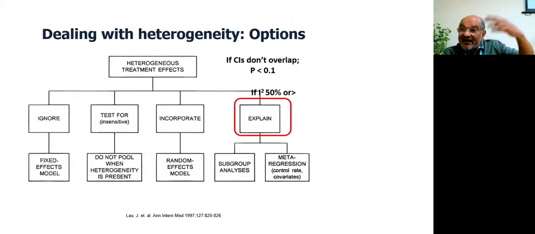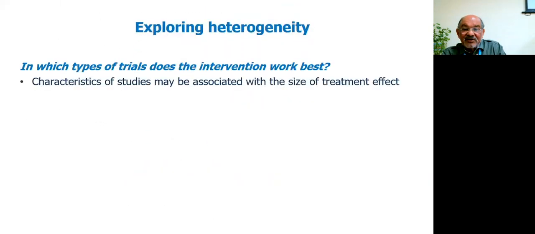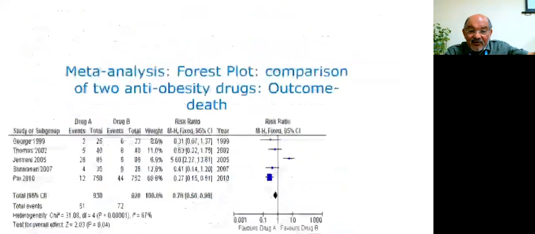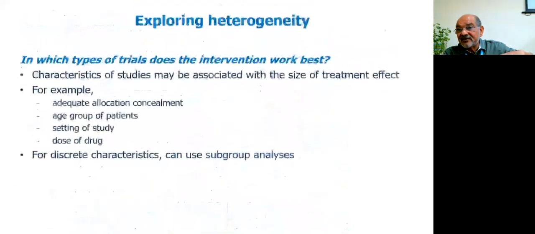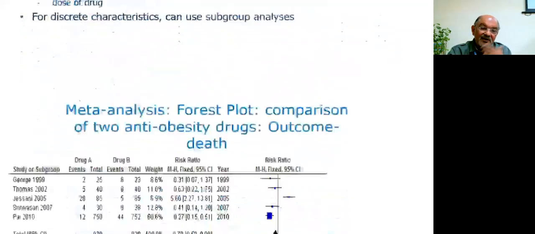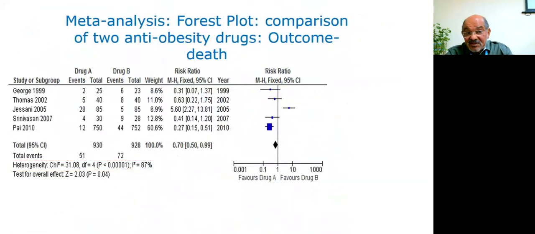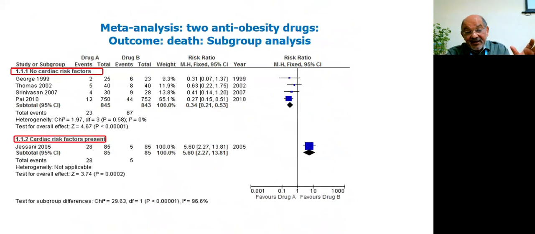So one option is to try and explain it, in a subgroup analysis. What I mean here is, we are looking to see what could explain why these studies are different. So here, looking at these studies, if I want to do a subgroup and look at the inclusion-exclusion criteria, and I find that Jesani was one study which did not eliminate people who had cardiac problems. All the other studies excluded people with cardiac problems. So that's one separate subgroup.